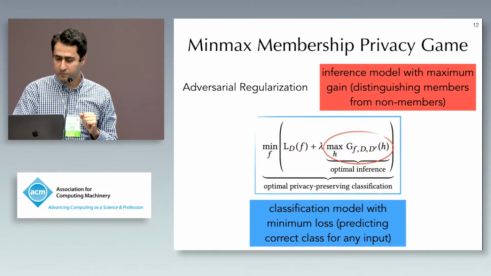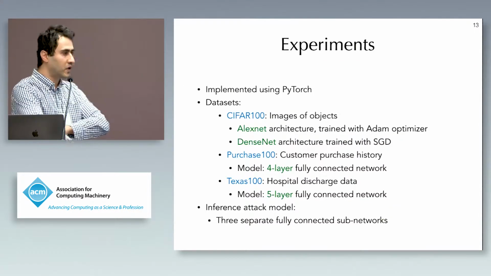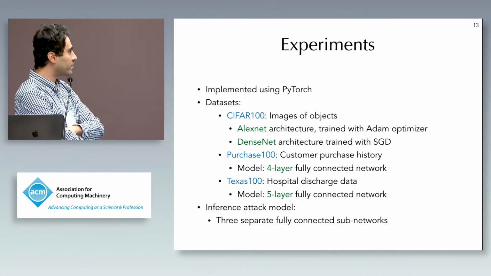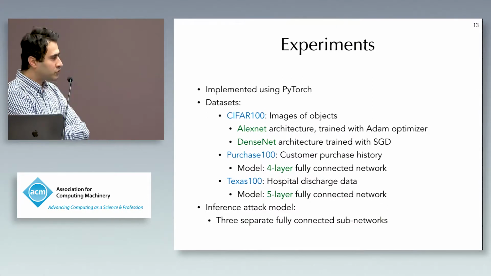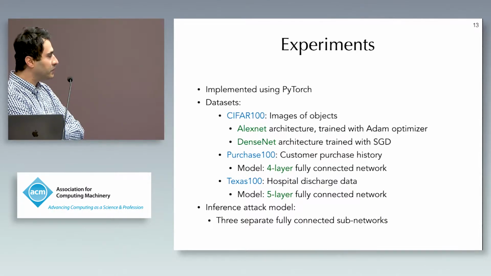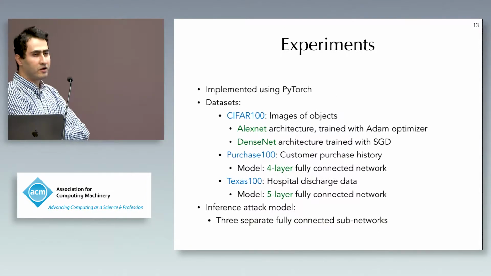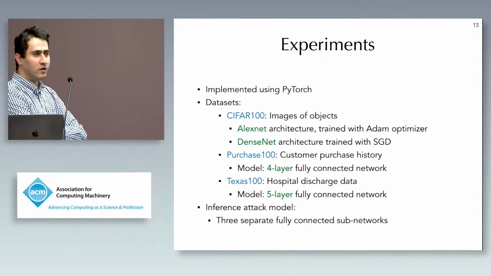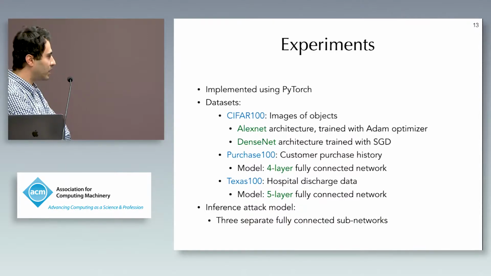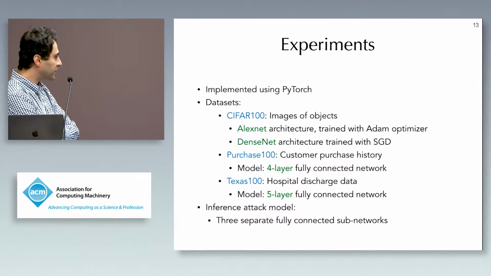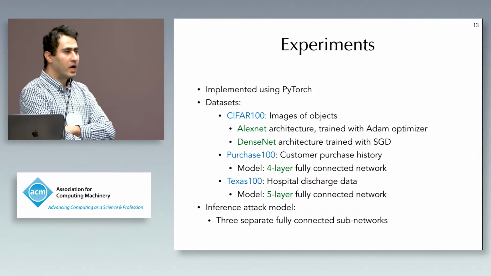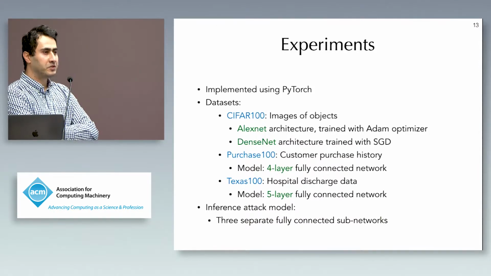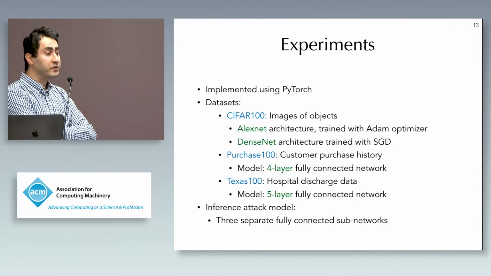All right, so let's look at some results. We performed experiments using PyTorch. We used 3 data sets that are probably well known, at least one of them, CIFAR, which is a data set of images. Purchase is the database of purchase histories. And Texas is a database of hospital discharge from patients at a Texas hospital. And for each of them, we evaluate the model and our defense on different deep learning algorithms.